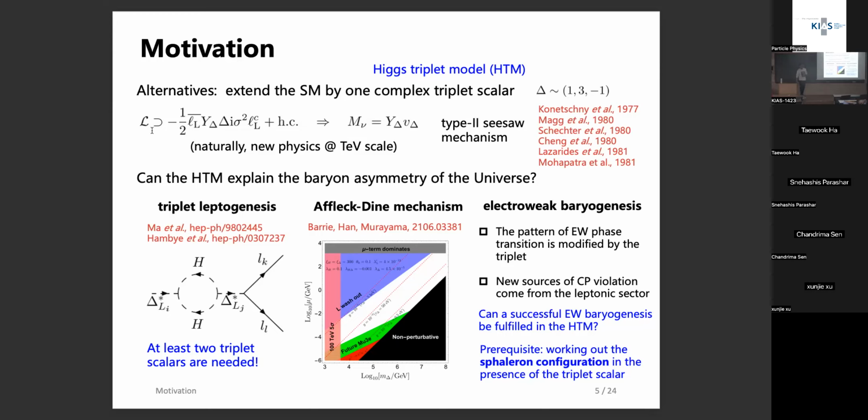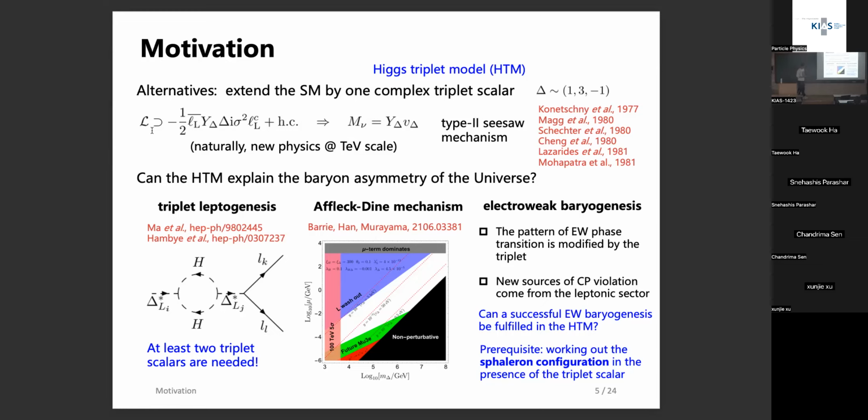The electroweak baryogenesis in the Higgs triplet model is different from that in the standard model, at least in two aspects. On one hand, the scalar potential of the standard model is extended by the triplet. So the pattern of the electroweak phase transition is modified, and hopefully we can have a strong first order phase transition in this model. On the other hand, there are new sources of CP violation, which come from the coupling between the triplet and the lepton doublet. So there will be more CP asymmetries propagated through the bubble.